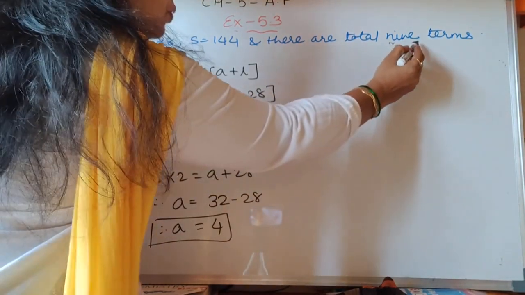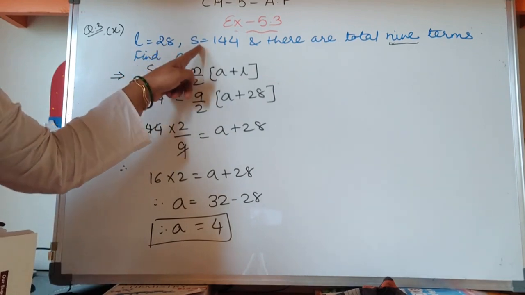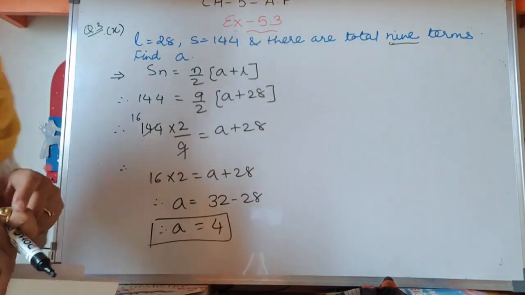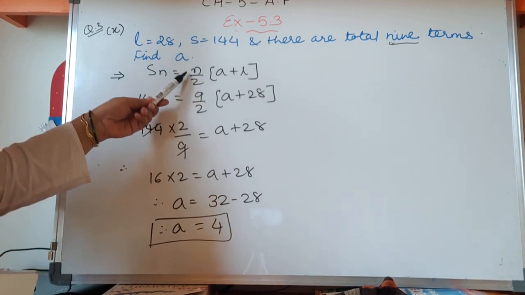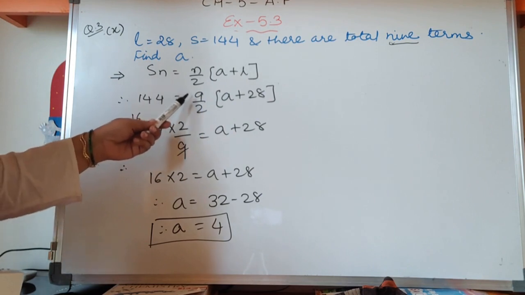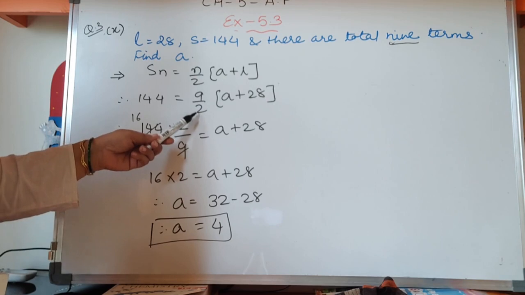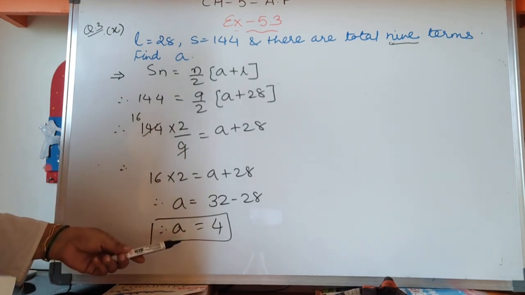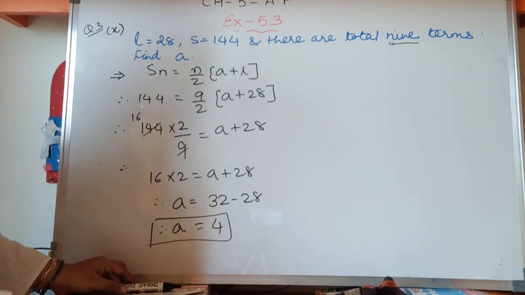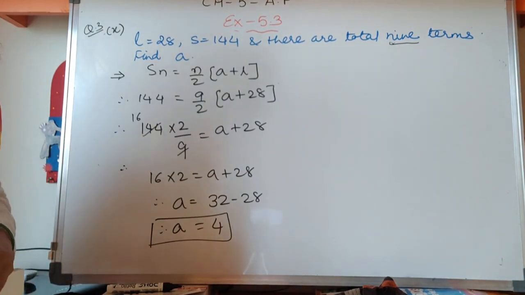So here you have to focus on this also, because 3 values we have: L, S and small n. As it is a last term, we use n by 2 into a plus L, and after substituting Sn is equal to 144, n is equal to 9 and L is equal to 28, after this calculation we can see that a is equal to 4. Such type of examples are mostly asked for 2 marks, and I think it is easy for you after this virtual class to solve such type of examples.